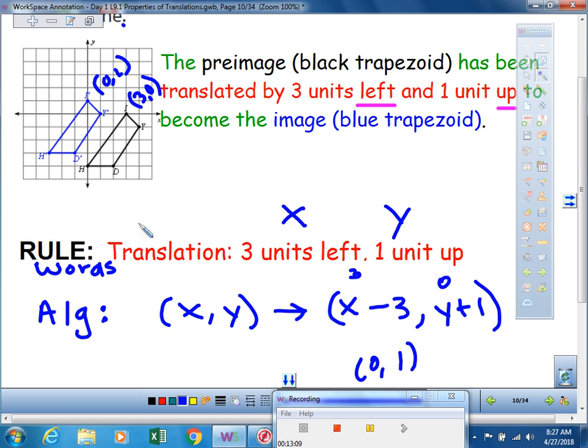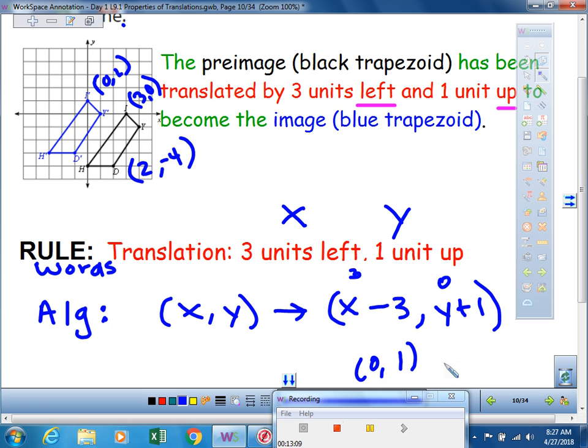So, and it can go for anyone, because this is 1, 2, 3 to the left, 1 up to get to the next one. 1, 2, 3 to the left, 1 up. They're all the same. So let's see. D is what? 2, negative 4. So my x is 2.